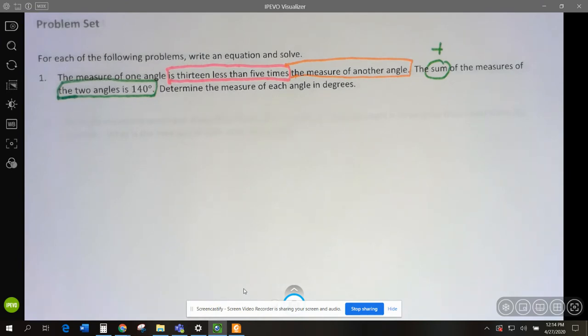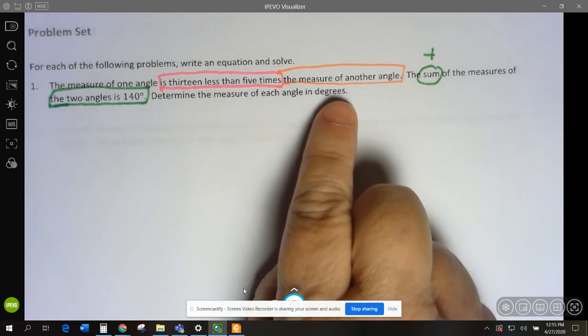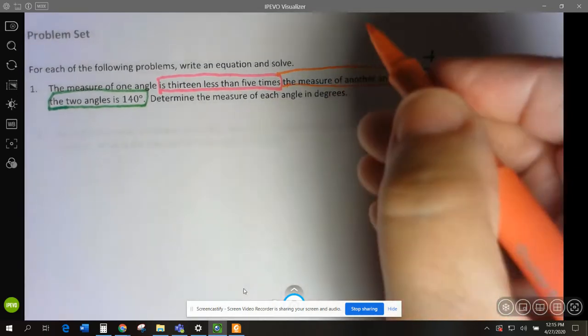First, let's determine what x is going to be. What is it that we don't know right now? We're trying to figure out the measure of each angle. But right now, we don't know the measure of this angle, so that would be the easiest one to call x. This is a number that we don't know.